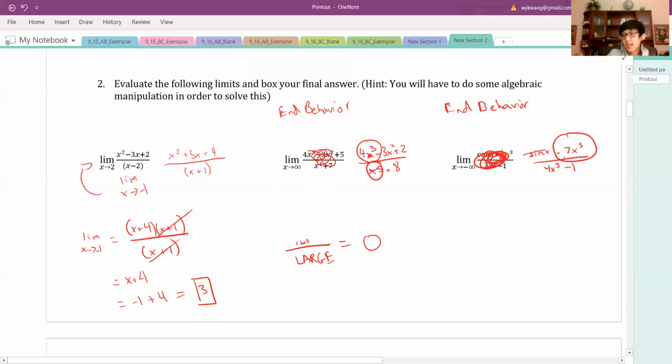And notice I did circle the negative because the negative is part of the 7. It's not just 7x to the 5th, it's negative 7x to the 5th. In the denominator, I have -1. That's obviously not the dominant term. And then I have 4x cubed. That obviously is the dominant term.